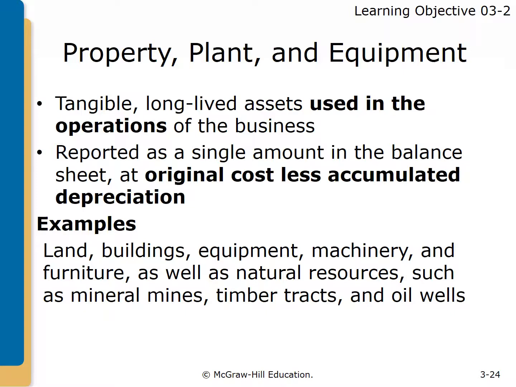Traditional property, plant, and equipment are land, buildings, equipment, machinery, and furniture. Natural resources would also be categorized as property, plant, and equipment. So if the company has mineral mines or timber tracts and even oil wells, they would be listed as property, plant, and equipment, net of depreciation.